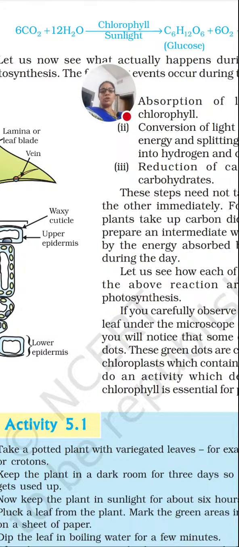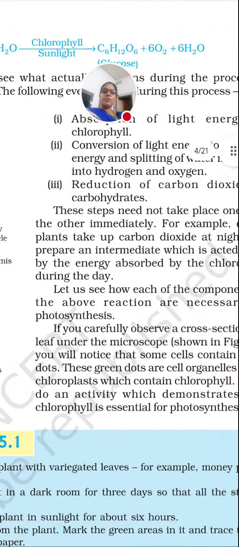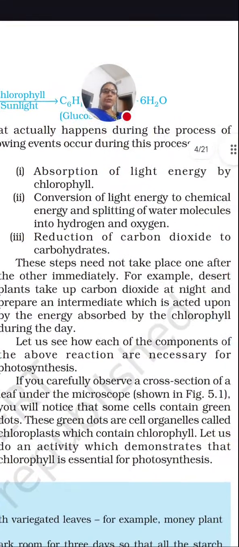Why do we call it reduction? Because the number of oxygen atoms is being reduced here. There were 12 oxygen atoms, whereas in the glucose only 6 oxygen is there. Decrease in the number of oxygen is called reduction. So here the oxygen is reduced. So these are the 3 events which are very important. You need to memorize them properly. The first one is the reaction to be done, then the 3 events.